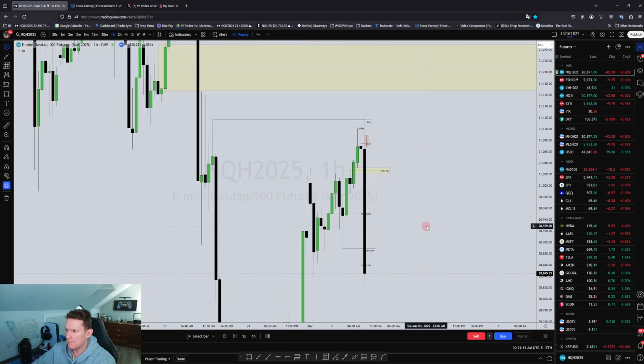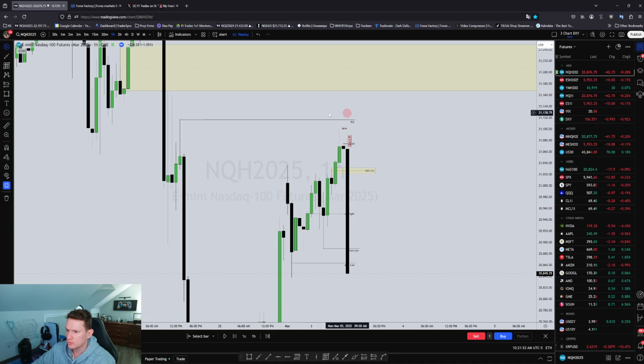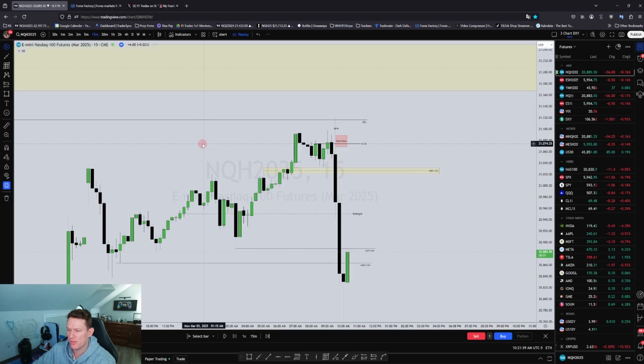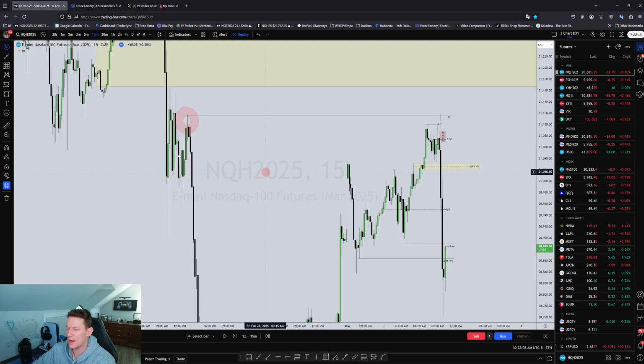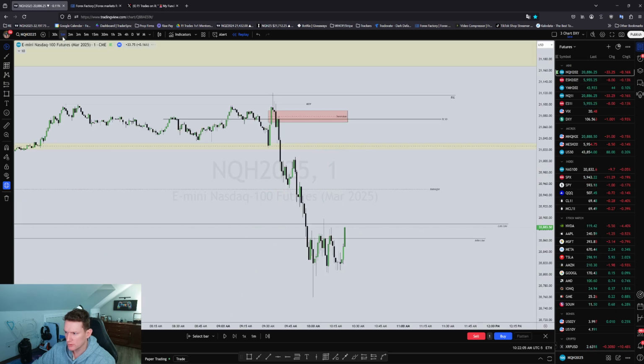So market came up, swept buy side liquidity, 1 hour liquidity sweep here. Actually was previous, I believe Thursday high that we ended up taking. So this Thursday high gets swept very nicely. Okay. Jump back down onto the 1 minute time frame here.